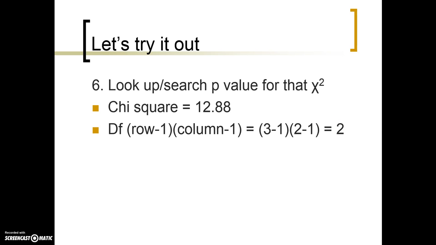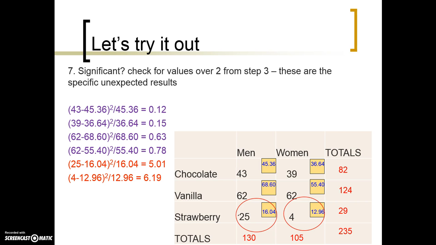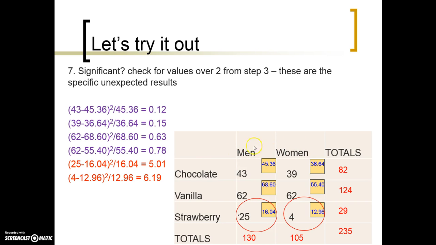Guess where we're going to find our p-value? Google. So we're going to Google chi-square to p-value, and that's going to give us a bunch of different options. I happen to like easy calculation. I type in all of my information. It looks just like the other ones we've used. And I get a p of 0.0008, which we compare to our alpha, which I assume is 0.05 in this case. I have a significant association. So because it is significant, that means that there is an association between gender and favorite ice cream.